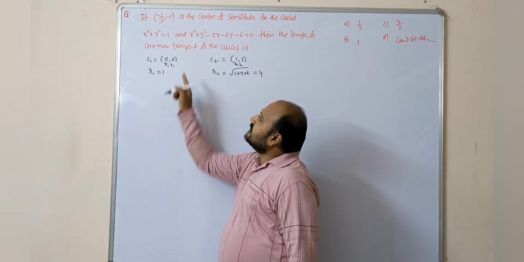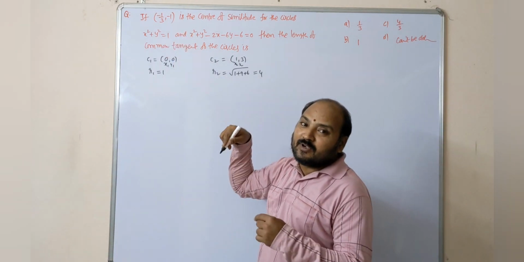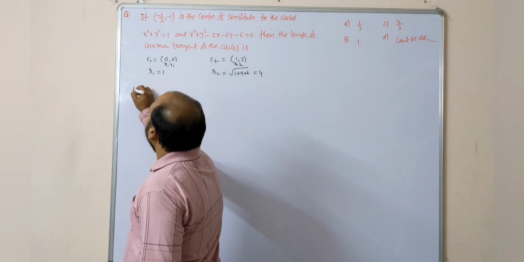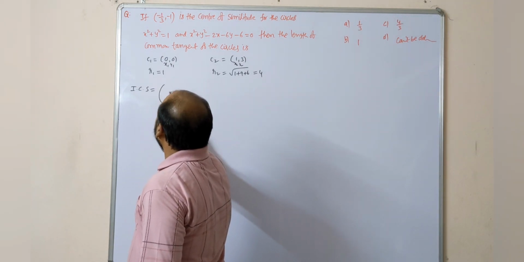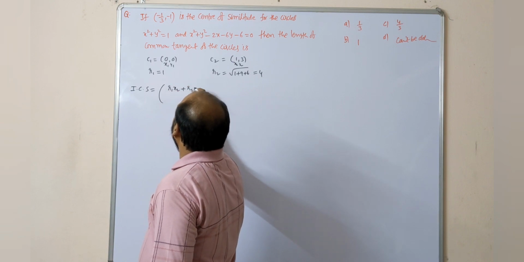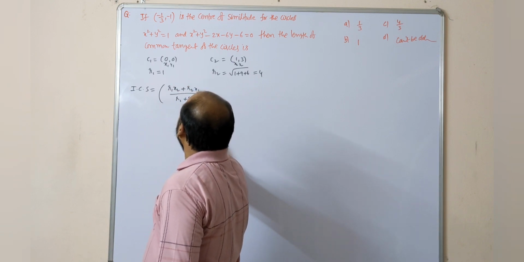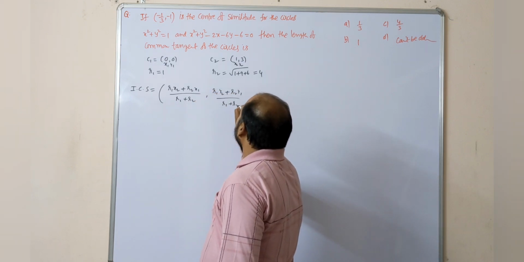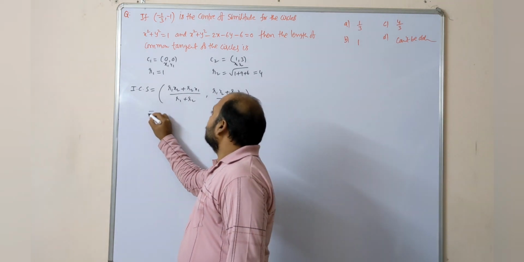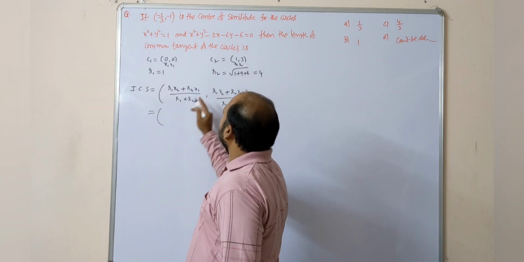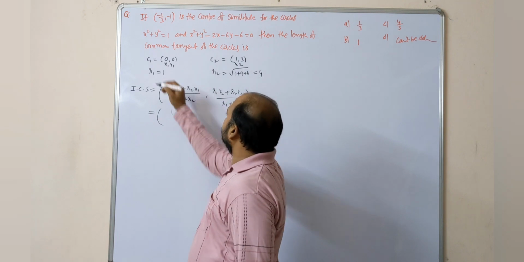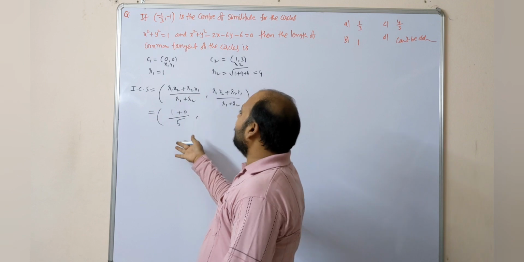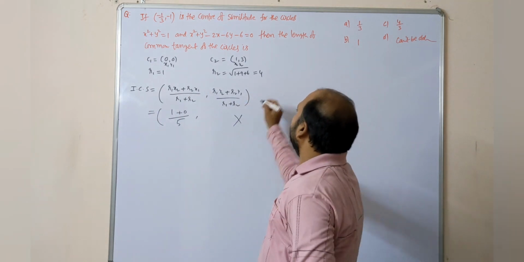Suppose if it is the ICS, the internal center of similitude, then the transverse common tangent will come. Calculating the ICS: (R1x2 + R2x1)/(R1 + R2), (R1y2 + R2y1)/(R1 + R2). Substitute the respective values here. R1 into x2 plus R2 into x1, 4 into 0, by R1 plus R2, 1 plus 4, 5. So 1 by 5 we are not getting, so no need to go for this.